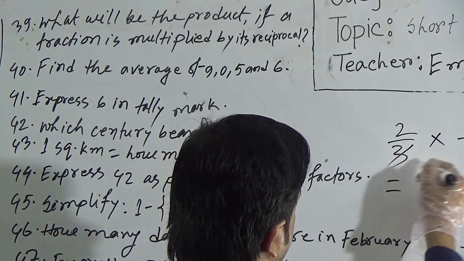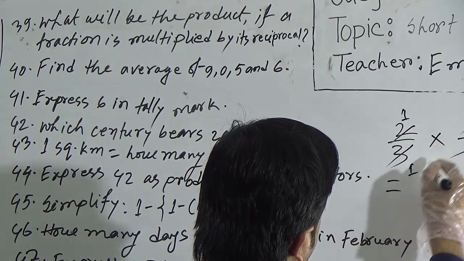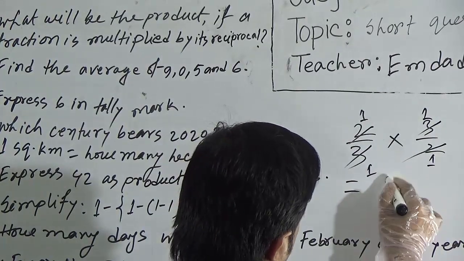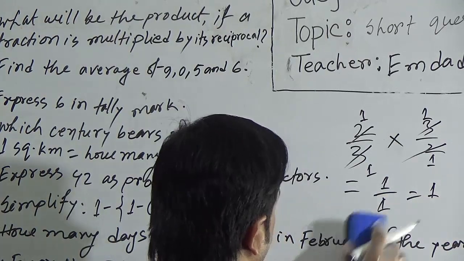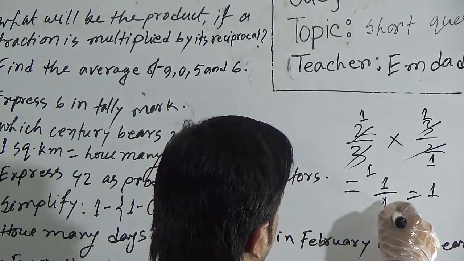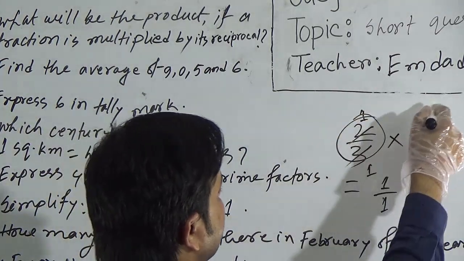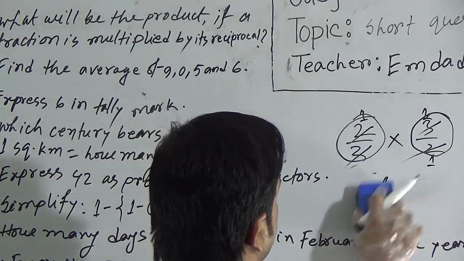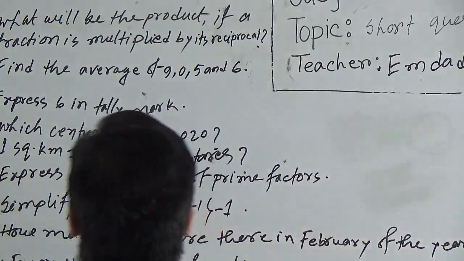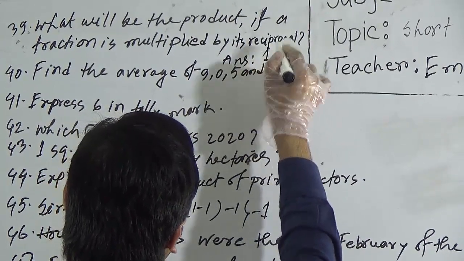Here we can cut 3 by 3, 2 by 2. So only 1 remains here. This will be 1 by 1, which means 1. So we can say if we multiply a fraction by its reciprocal, the product will be 1. So the answer of question 39 is 1.